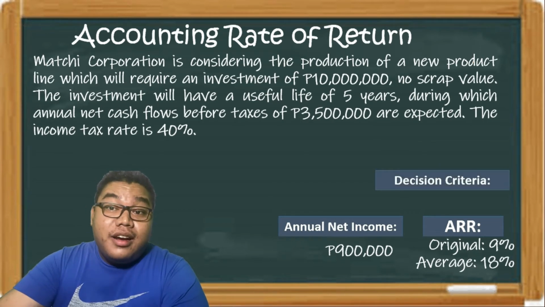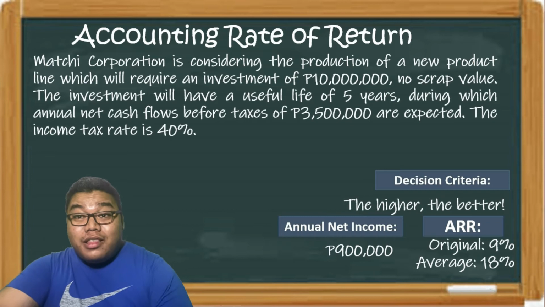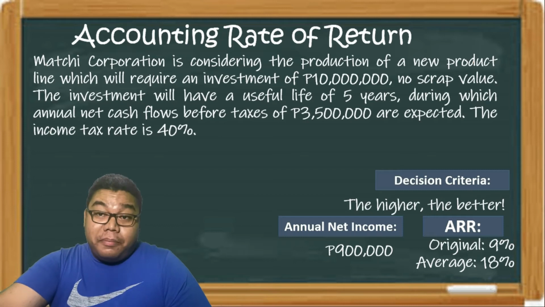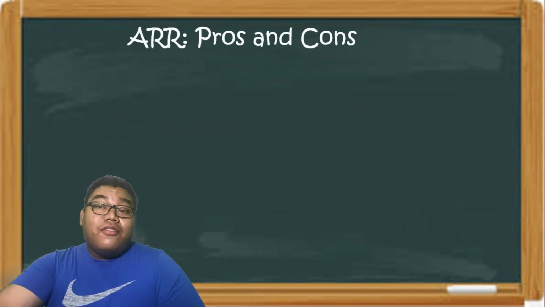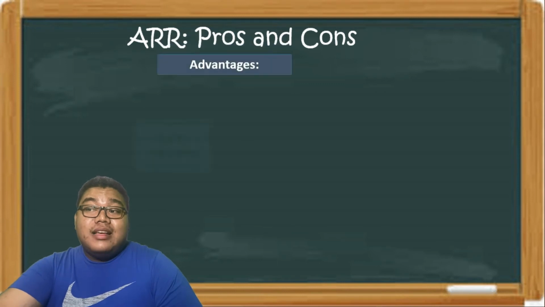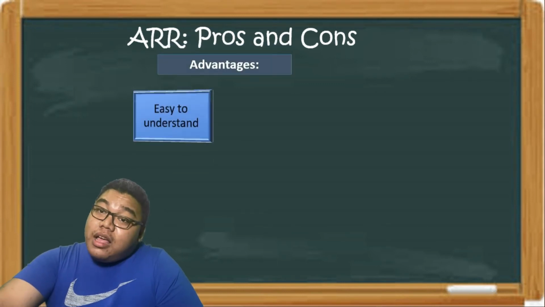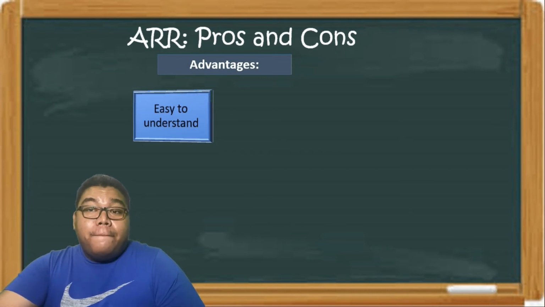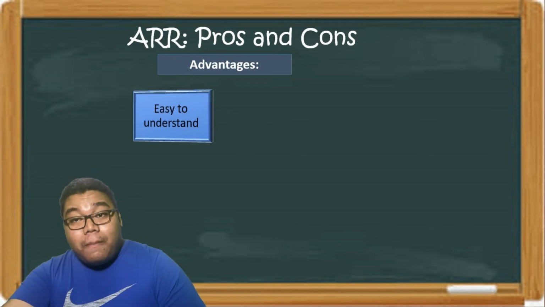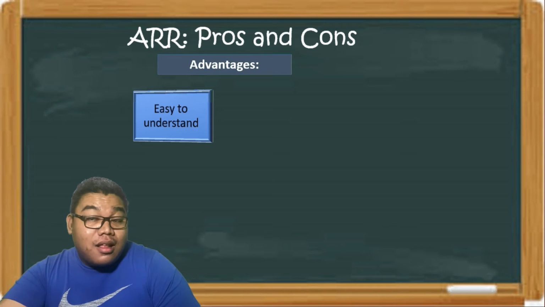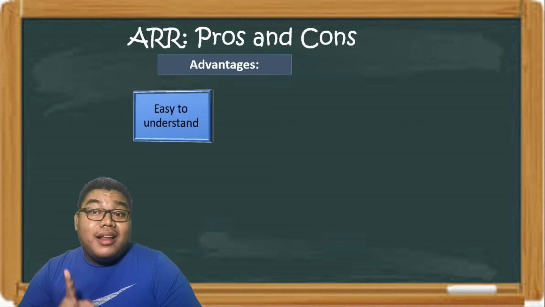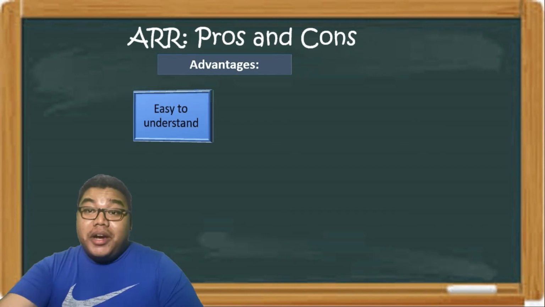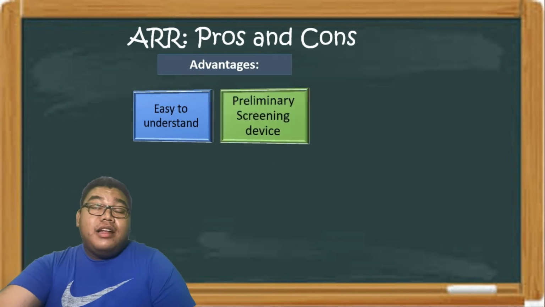So the decision criteria here is, the higher the ARR, the better. Meaning, the more that the company realizes from its income. So for the accounting rate of return, what are the pros and cons here? The advantages would be, it is easy to understand. Meaning, if you have a high ARR, you have a high return per asset employed in the company. Meaning, if you have 9%, for every 1 peso that you invest in the company, 9 cents is your realized value on that period. It is a preliminary screening device.